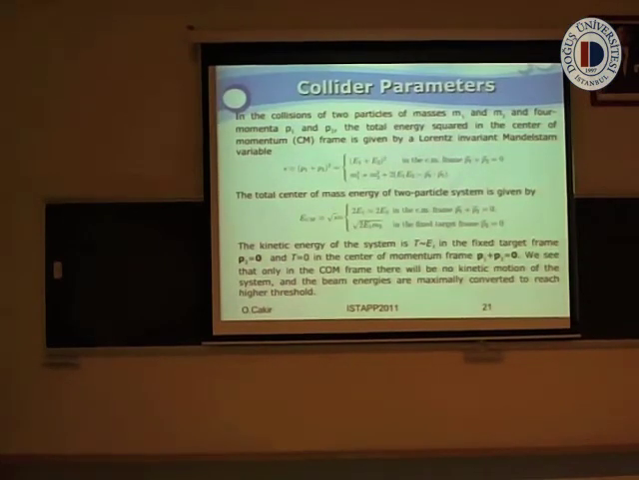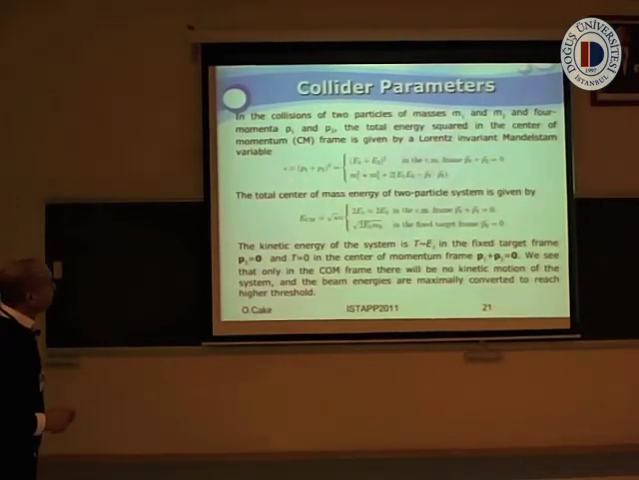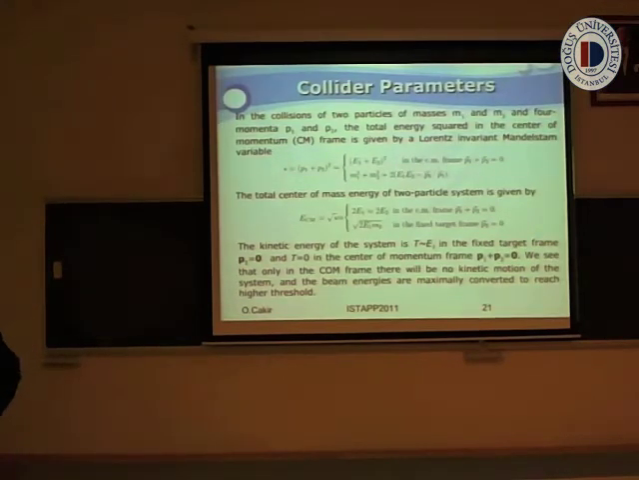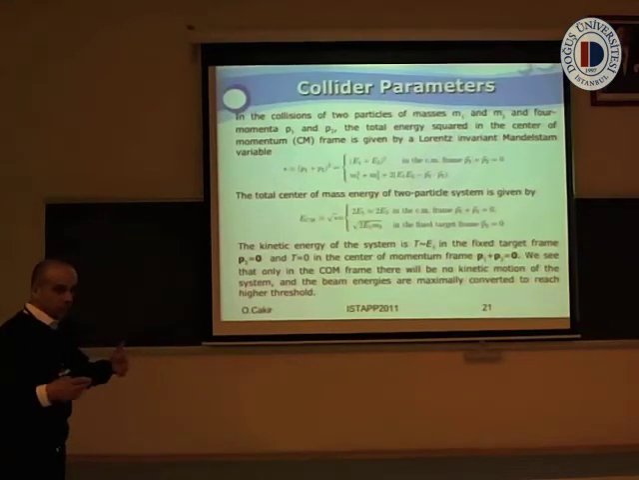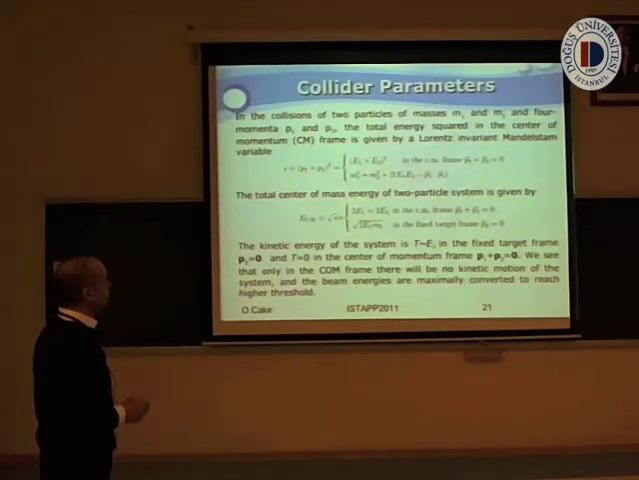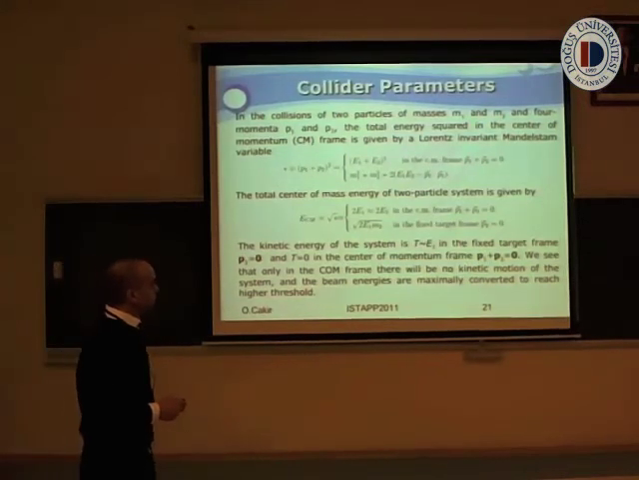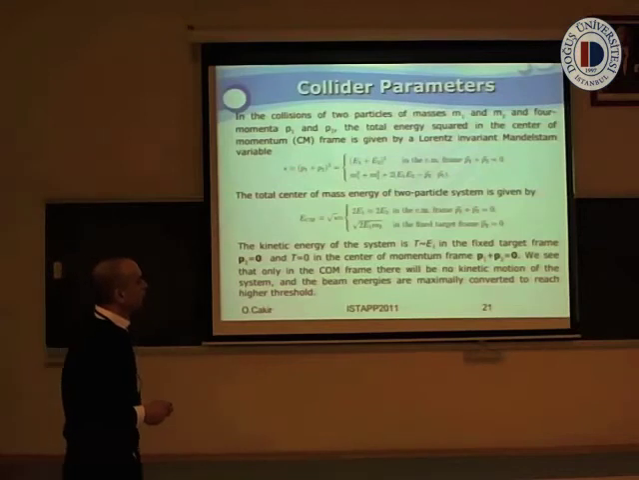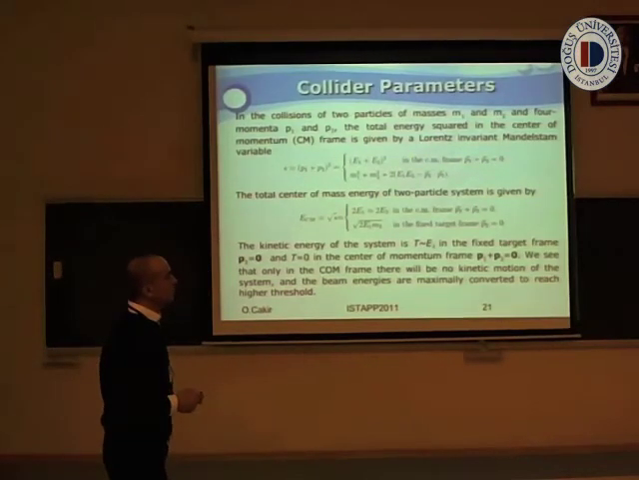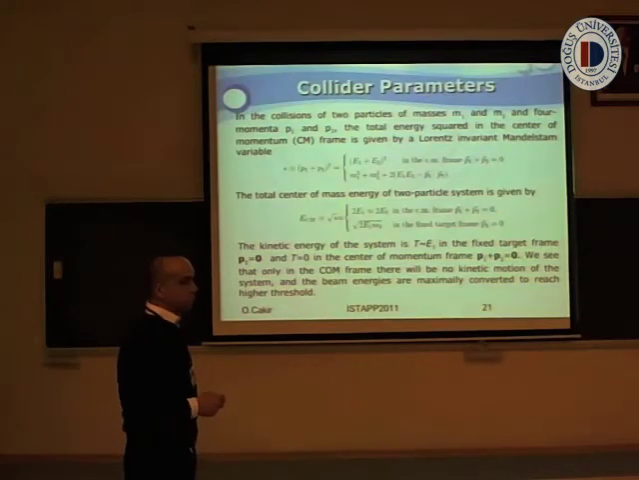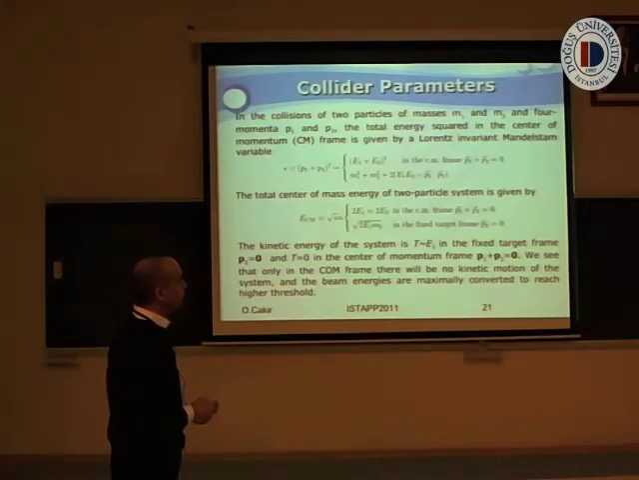One of the most important things is the center of mass energy, for example the center of mass energy squared, which is also the Mandelstam variable s, invariant under Lorentz transformation. If two particles come in the initial state, then (P1 + P2) squared is equal to this. In the center of mass frame, or center of momentum frame, we set the P1 vector plus P2 vector equal to zero. Then we are in the center of momentum frame.